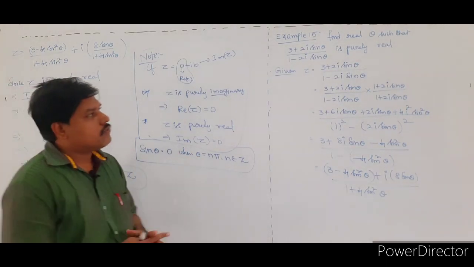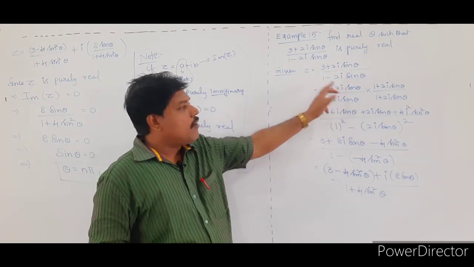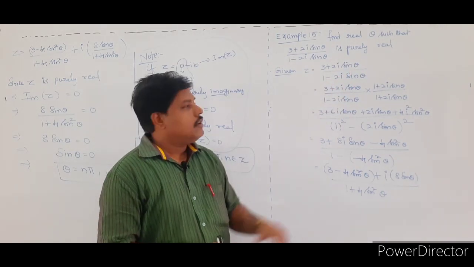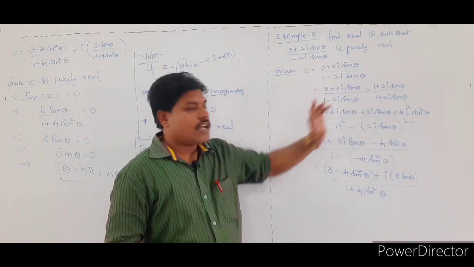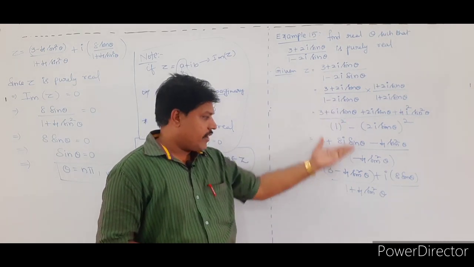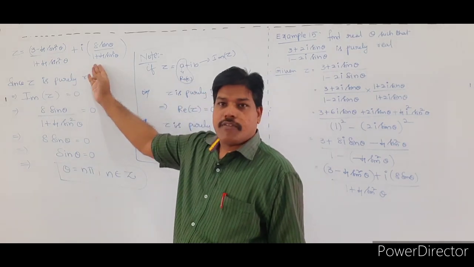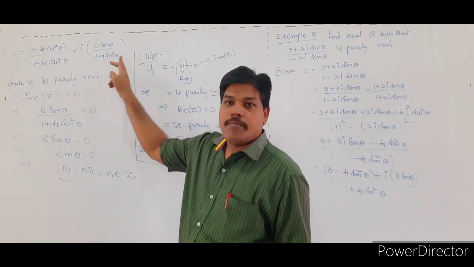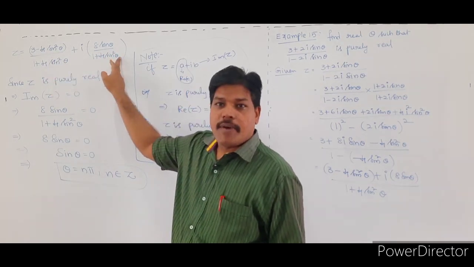Okay, so first what we have to do, z is equal to 3 plus 2i sin theta by 1 minus 2i sin theta. So I am rationalizing the term here. 1 plus 2i sin theta by 1 plus 2i sin theta, multiply and divide that and simplify that calculation part, and it will be converted into the form of a plus ib. So it is the real part and it is the imaginary part.